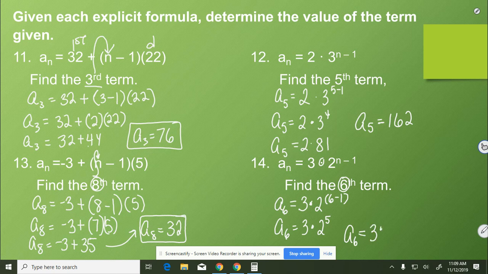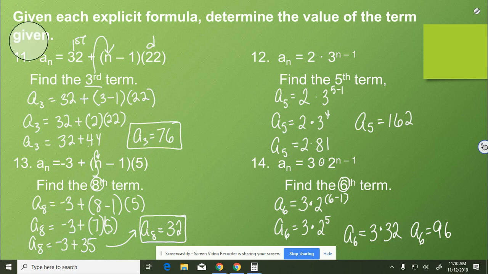Well, we know 2 times 2 is 4, times 2 again is 8, times 2 again is 16, times 2 again is 32. And again, you could use your calculator for that if you weren't sure. And then that makes the sixth term 3 times 32, or 96. So it's just another way to use the explicit equation. You can plug in any number you want to get the equivalent value for that term.